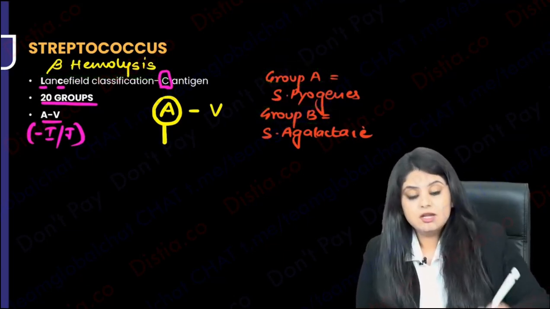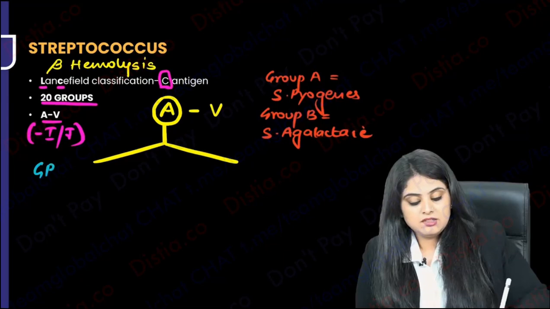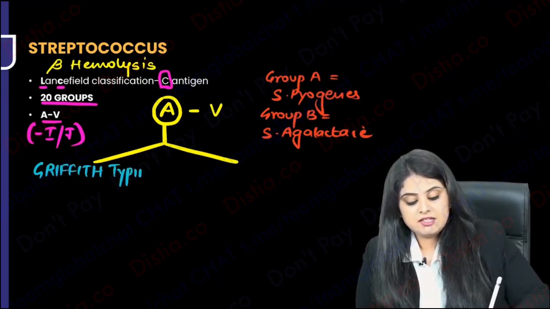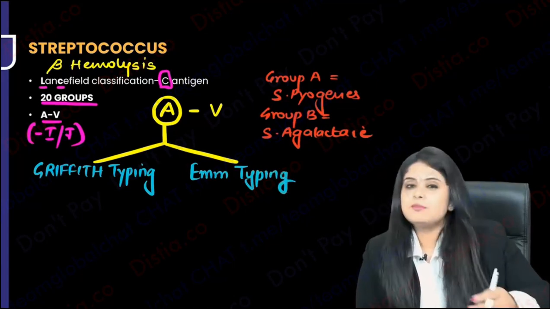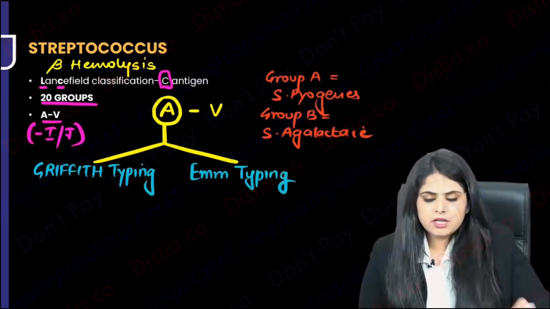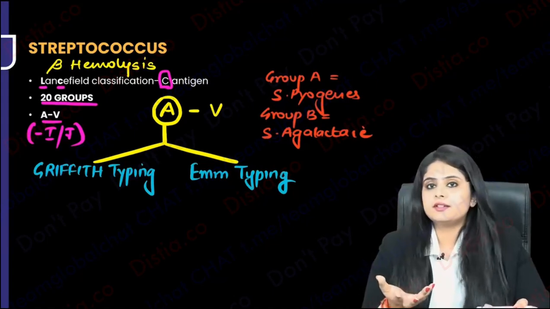This group A, only group A, can further be divided into two types, and that is known as typing. That is known as the Griffith typing, and that is known as the M typing, EMM. Okay, the Griffith typing and the M typing. I'm just telling you the introductory part right now. If you understand it, well and good; if you didn't understand, you will understand it in 2 minutes.